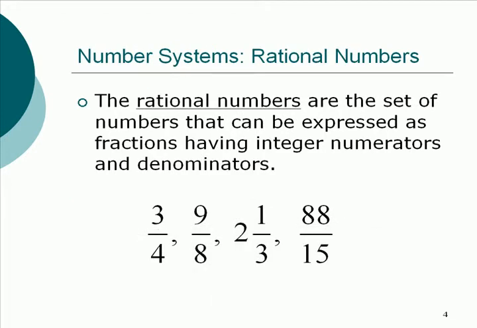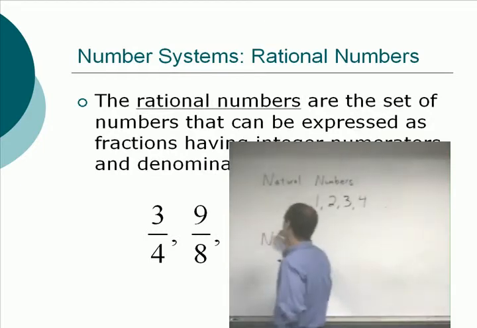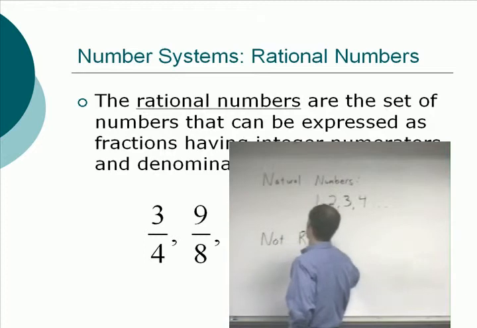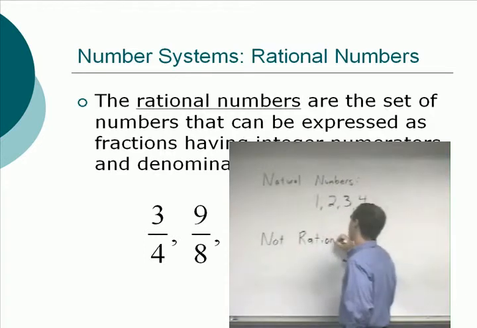Now, we can expand the number system by including fractions in this, and all fractions are called the rational numbers. Rational numbers are the set of numbers that can be expressed as fractions having integer numerator and denominators. So we've got a couple of examples of rational numbers on our screen here: 3/4, 9/8, 2 1/3, 88/15. These are all examples of the rational numbers. Now there are certain numbers that cannot be described as fractions. Those numbers are not rational numbers.